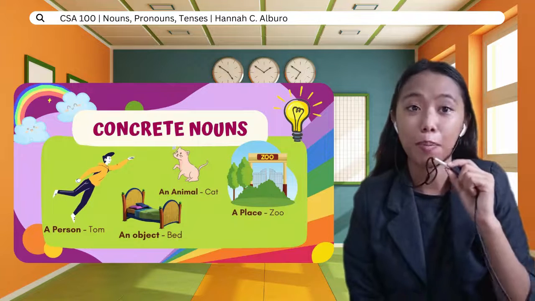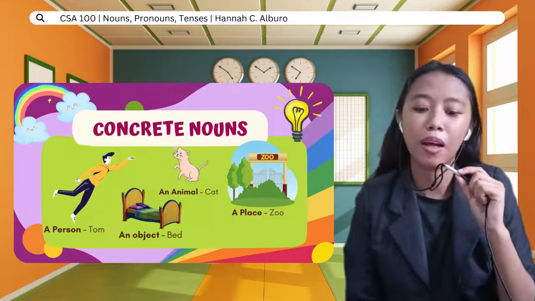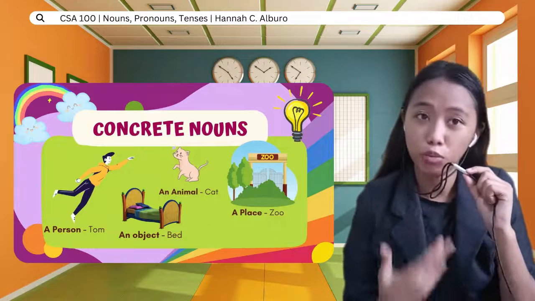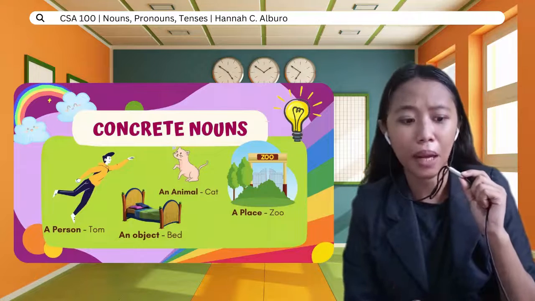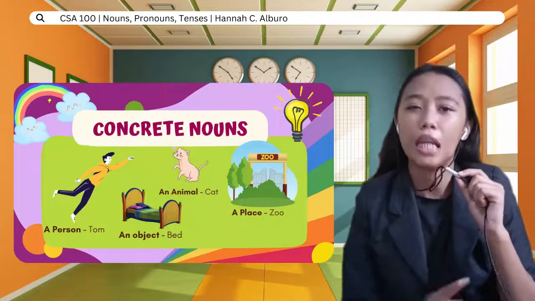Okay, I have here some examples of concrete nouns. So we have a person, Tom, diba? Concrete noun siya. An object, bed, concrete noun. An animal, cat, concrete noun. And a place, zoo, concrete noun.